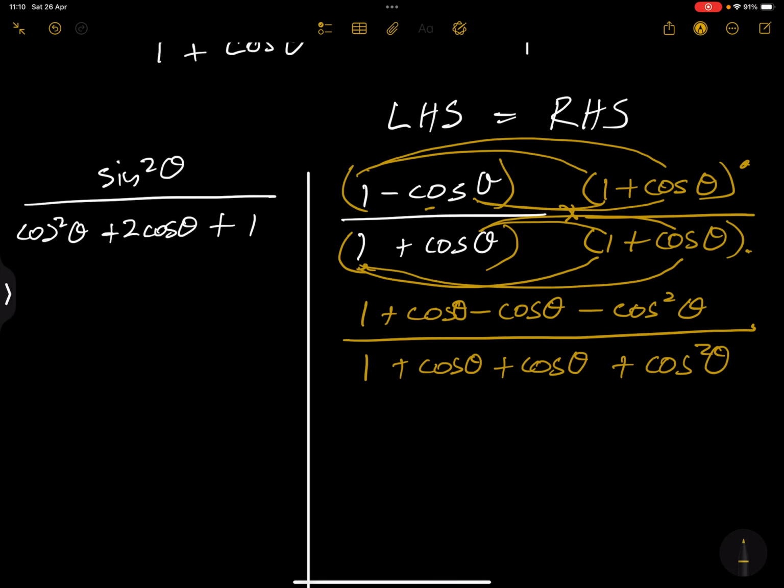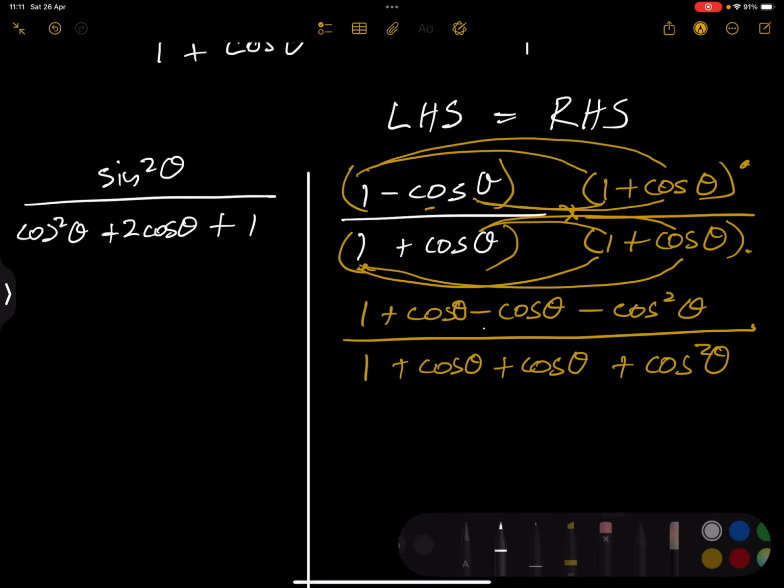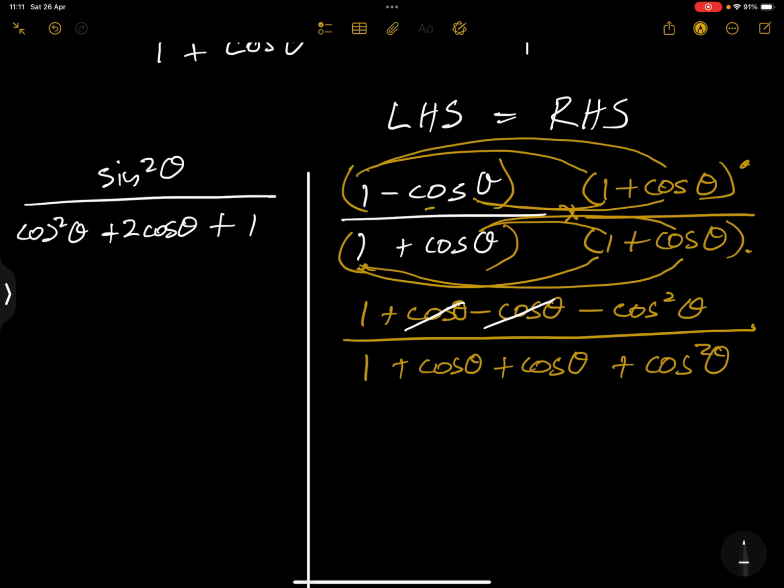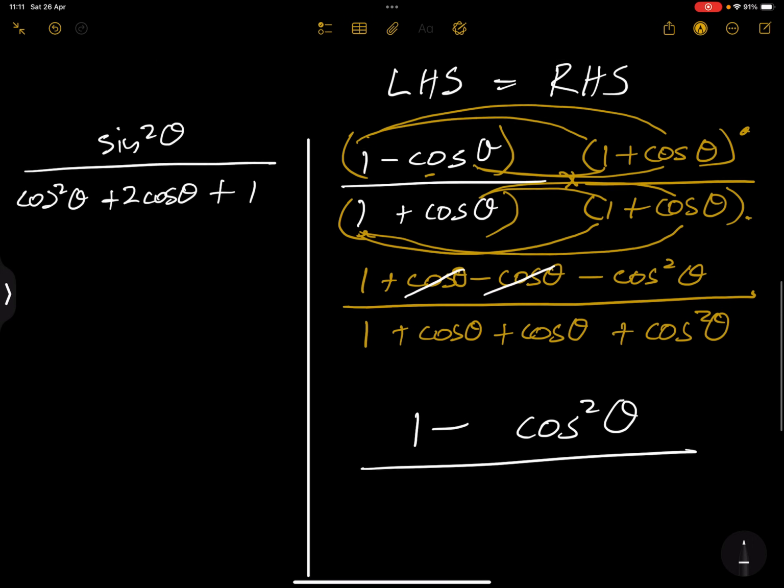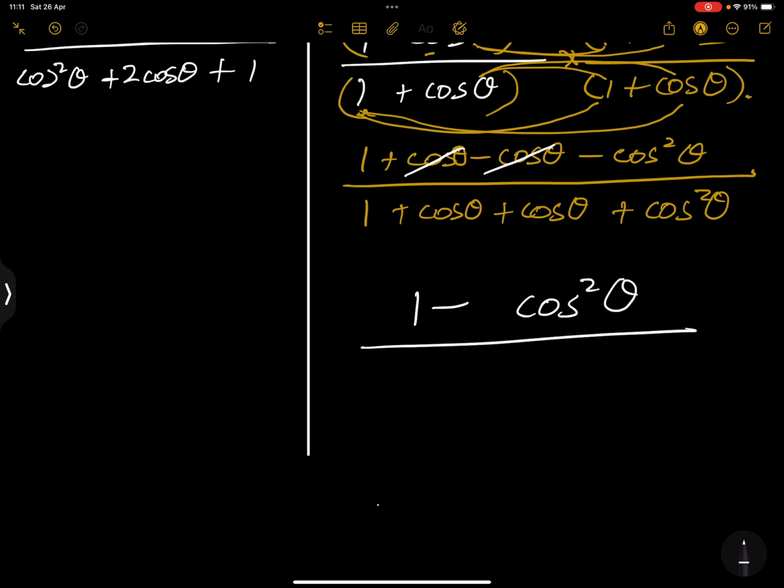Now notice at the numerator, okay, this guy and that guy cancel each other out. I'm left with 1 minus cos squared of theta. And this is divided by, now at the denominator, 1 plus 2 cos theta, and this is plus cos squared of theta.